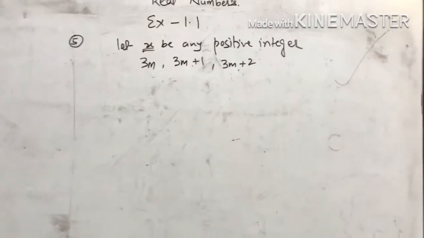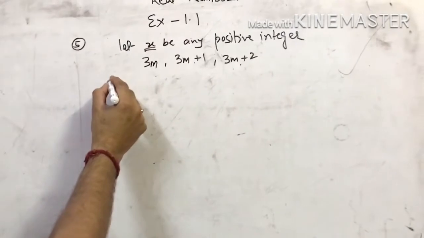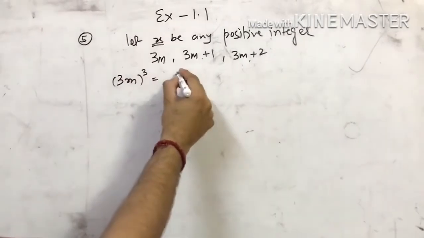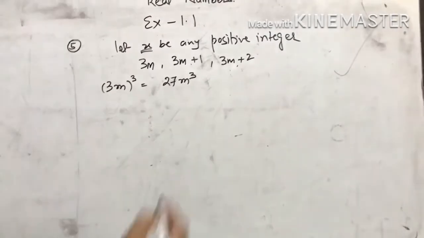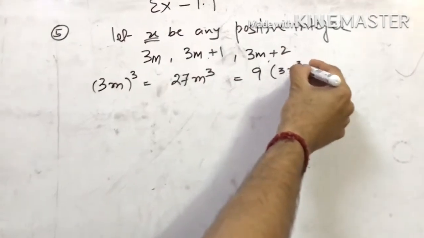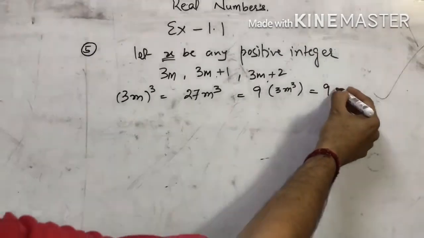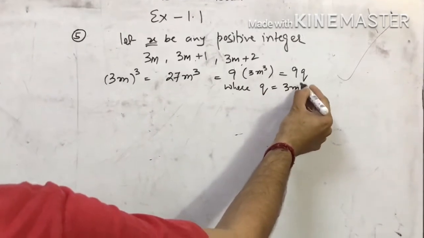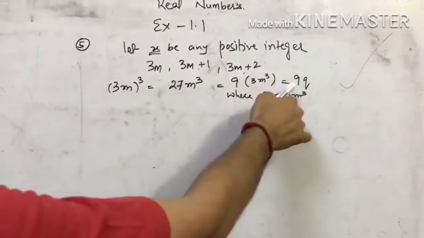So as per the question you have to do the cube of the numbers. So what is the cube of any number? Like the first number is 3m. When you cube it, 3 into 3 into 3, that means 27m cube. You will get this number. You take 9 common. What will be here? 3m cube. So now you can write down it is 9q, where q is equal to 3m cube, as we have done in the previous question. So now you can see its value comes to be 9q.